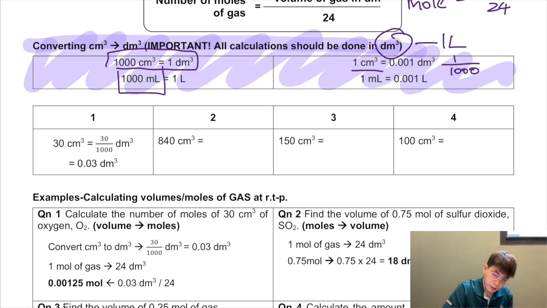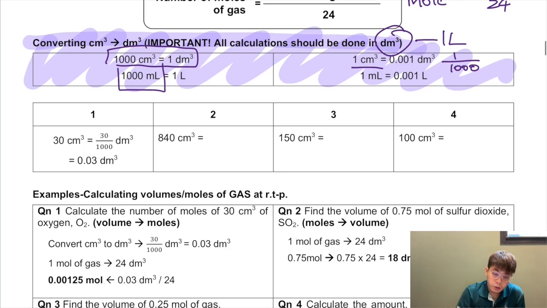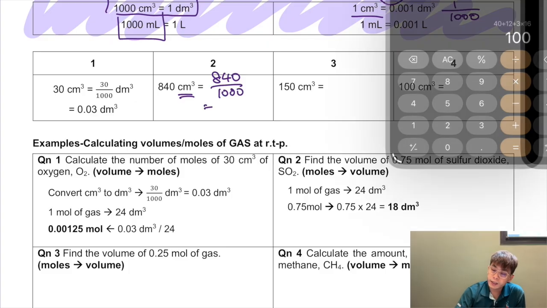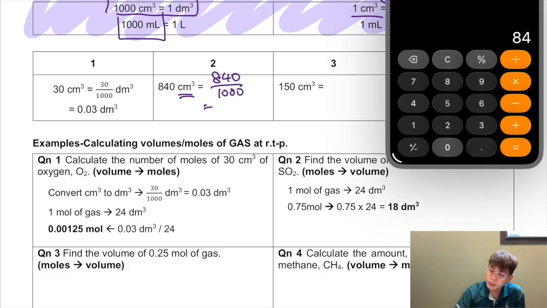So how do we convert? Let me show you some examples. If the question says 30 cm cube, I take 30 divided by 1000, 0.03. If the question says 840 cm cube, I take 840 divided by 1000, put this into my calculator, 840 divided by 1000, 0.84.